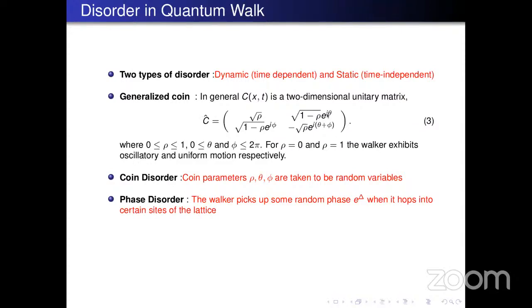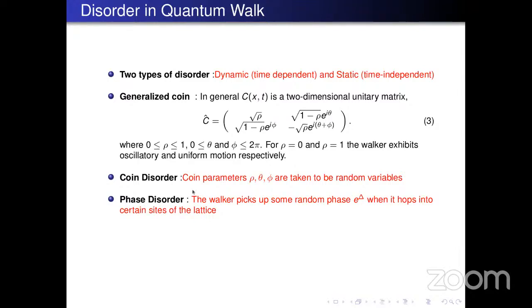So this is the structure of a generalized coin in equation number 3. The coin depends on 3 different parameters: rho, theta, and phi. Rho can vary from 0 to 1, theta can vary from 0 to 2 pi, and phi can also vary from 0 to 2 pi. In case of dynamic disorder, these parameters become dependent on time. In case of static disorder, these parameters become dependent on position only.